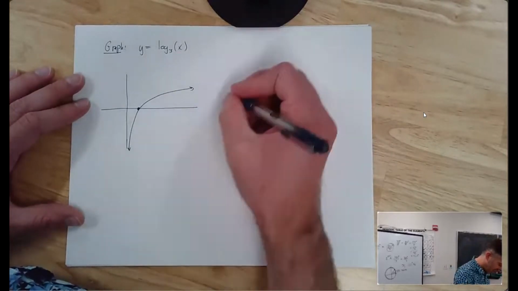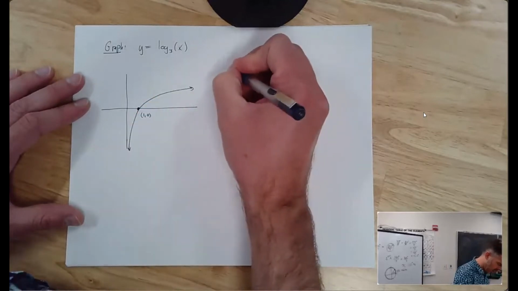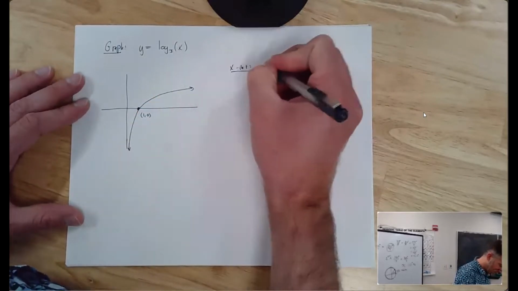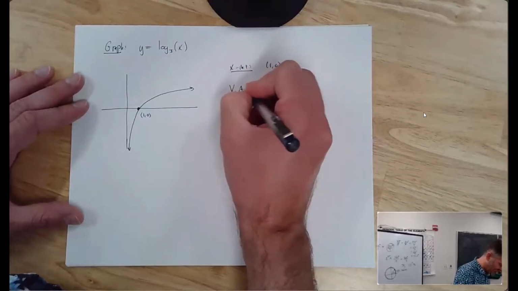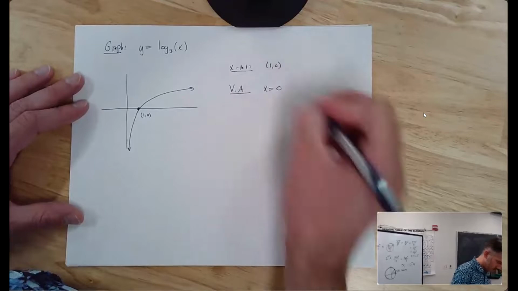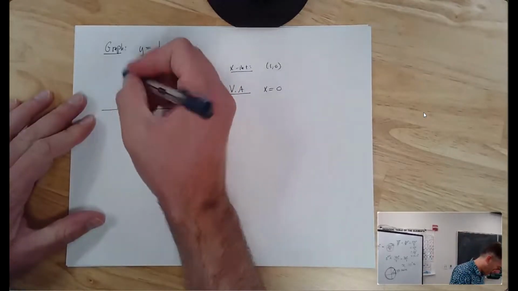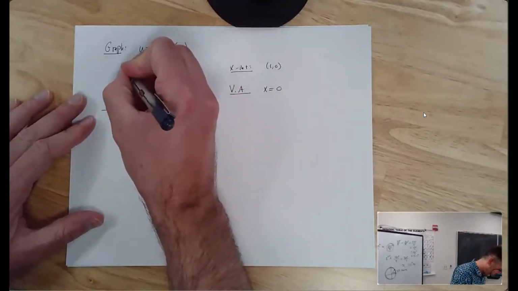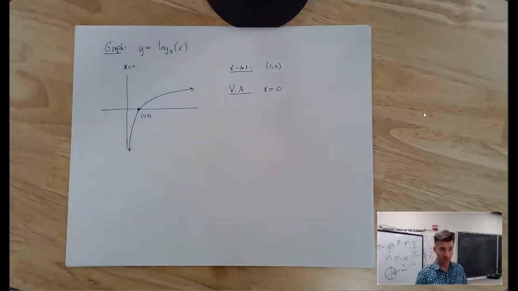We should write down the x-intercept. We should either label it here or write it down over here. X-intercept 1, 0. And then we should also make note of the vertical asymptote. So the x-intercept is 1, 0. The vertical asymptote is x equal to 0, right? It's this line right here. And really, as far as I'm concerned, that's all you have to do.